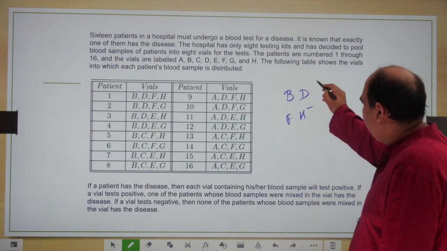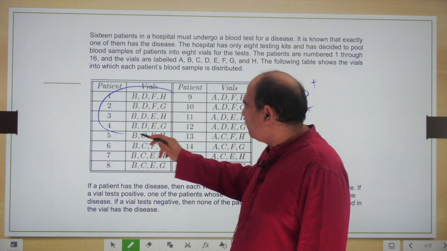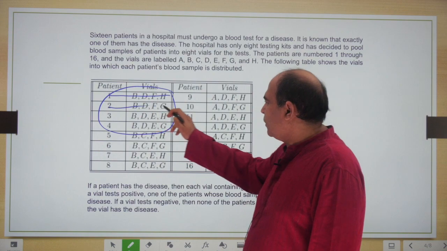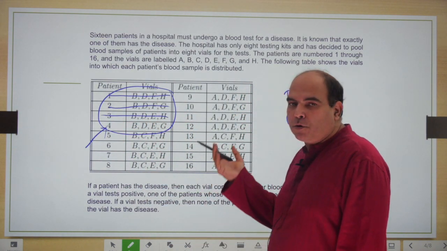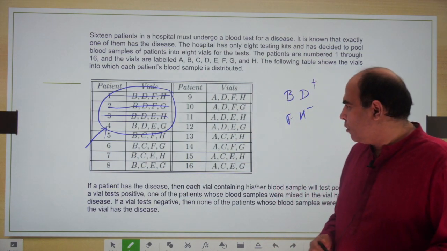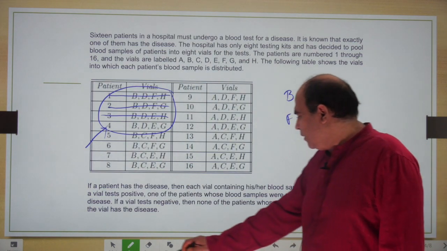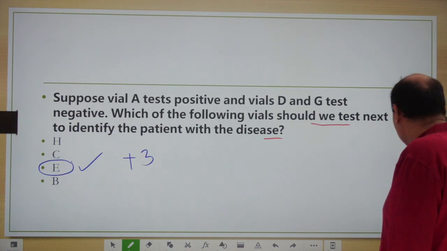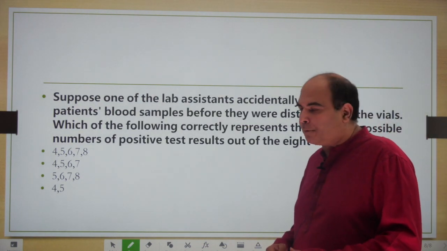BD positive and FH negative. BD positive means it's patients 1 to 4. FH negative means 1 is eliminated, 2 is eliminated, 3 is eliminated. Patient 4 has the disease. So you're able to identify in this case again. So this is okay. I mean, clearly option 3 is the right answer here. And you can do your check for the 4th one. Inside the exam, you should have the confidence to mark this one point ago.